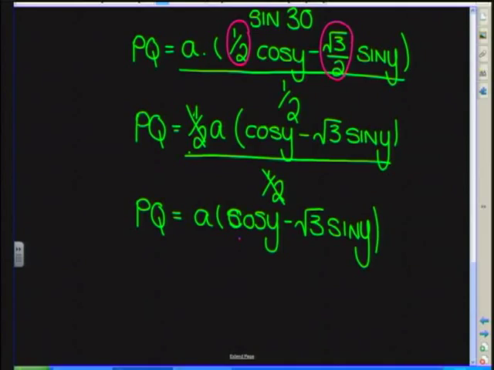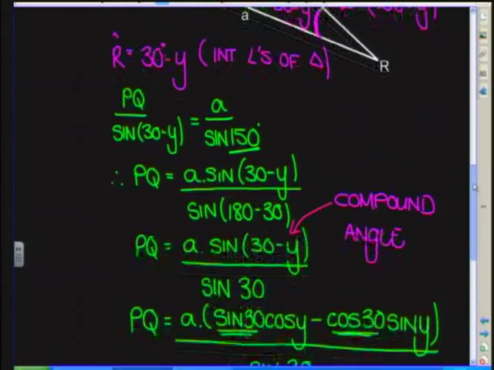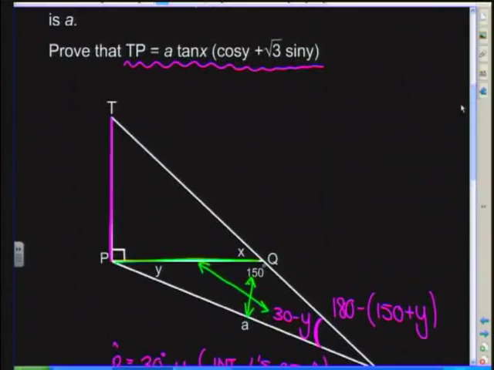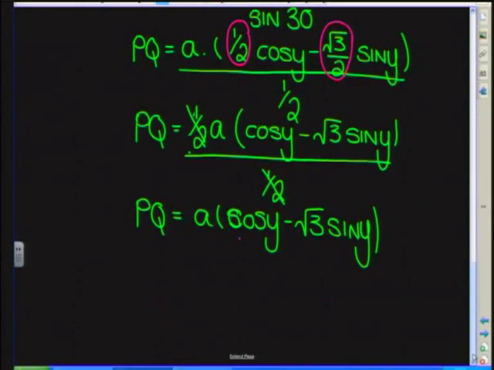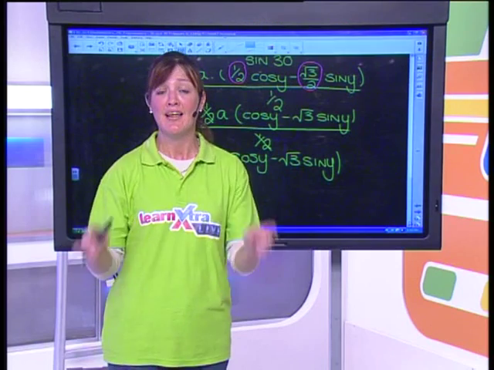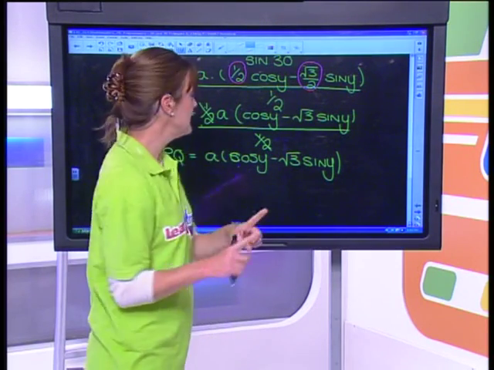Let's do a check for a second. Let's go and see how close we are to what they want from us. They wanted us to have a tan x. Okay, we've got the A, we wanted that. We wanted a cos y, and we wanted a root 3 sine y. So do you guys agree? In fact, all we're missing over here is that tan, okay? But we're not done, all right?